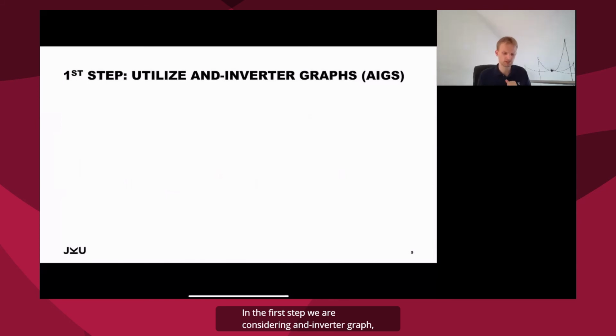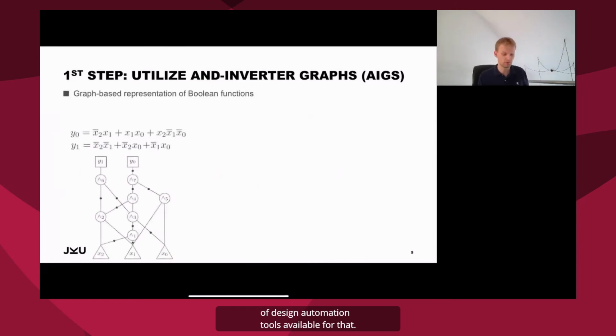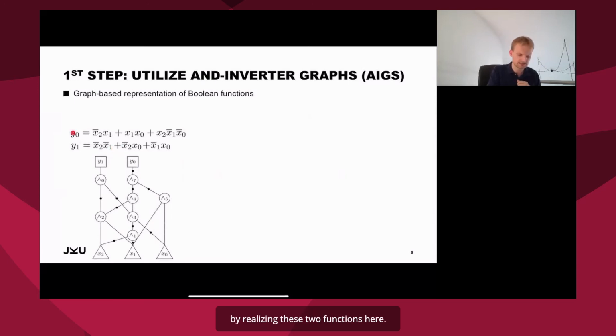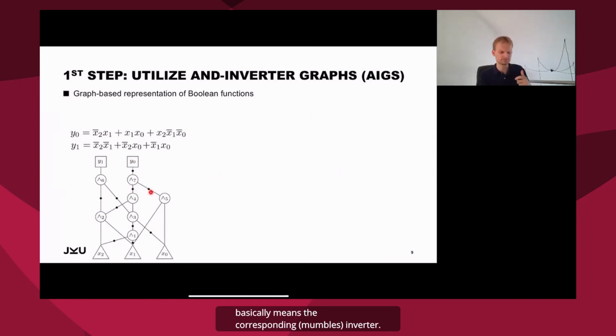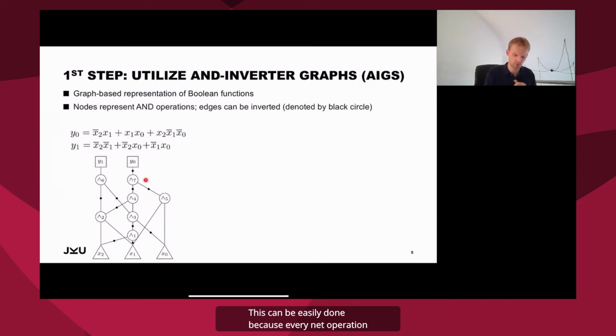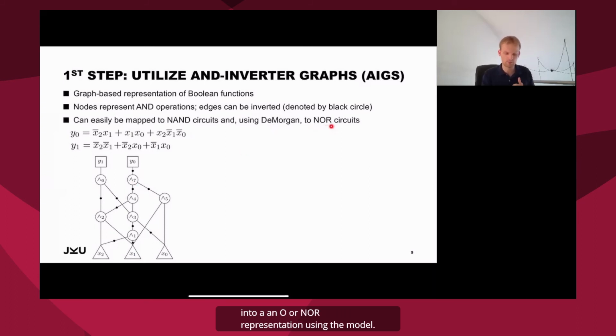In the first step, we are considering an AND inverter graph, which is well known in conventional logic and where we have lots of design automation tools available. And in this example here, we illustrate that by realizing these two functions here. So this is an AND inverter graph. The nodes represent AND operations and the edges represent corresponding inputs and outputs. And whenever there's a black dot in an edge, it means the corresponding value is inverted. Now we are translating that into NOR gates because we have decided for NOR to be our target library. This can be easily done because every NAND operation and every AND operation can be converted into an OR or NOR representation using De Morgan.